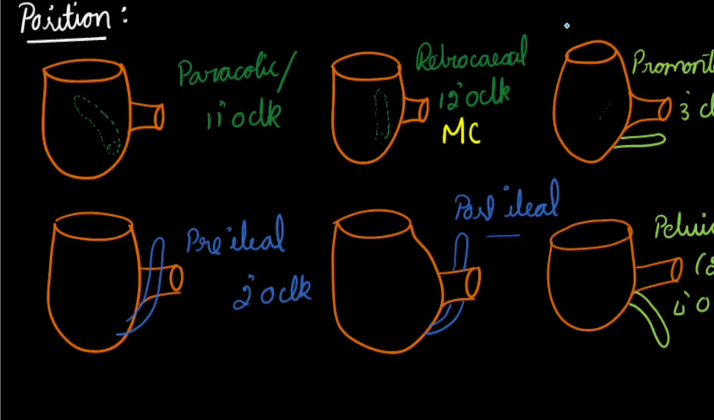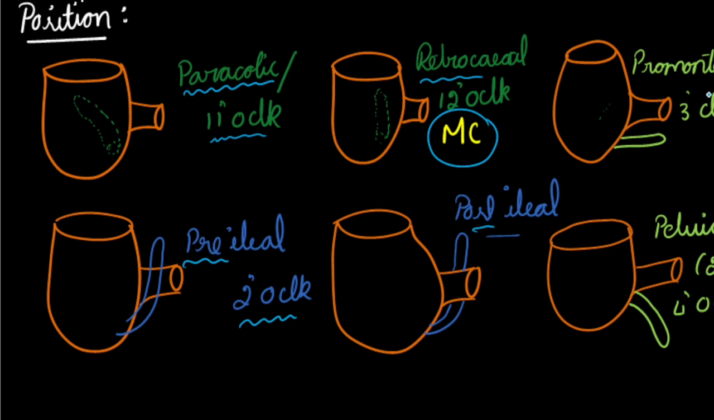Now let us see the different positions of the appendix. The first one is the paracolic position, which is exactly the 11 o'clock position. Here the appendix is moving towards the right and upward direction. Then comes the retrocecal appendix at 12 o'clock position, which is the most common variety. Here we can see the appendix behind the colon or cecum. And in the third variety, we are having the splenic type, which is moving upward and left. In this, we are having two subtypes, that is pre-ileal and post-ileal. If the appendix is present in front of the ileum, it is pre-ileal, and if it is going behind, it is post-ileal, and it is the 2 o'clock position.